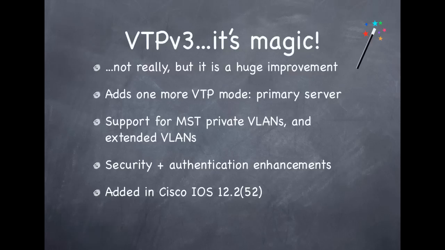The first reason is that they kind of fix the network crippling design problem that I showed you in my last video. They do this by adding a fourth VTP mode called the primary server mode. I'll get into how that works in a minute. Version 3 also adds support for multiple spanning tree, private VLANs, and extended range VLANs, which is really just bringing VTP into this decade. There are also some much needed security and authentication enhancements thrown in there as well.